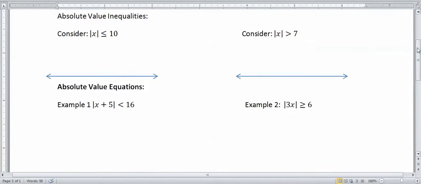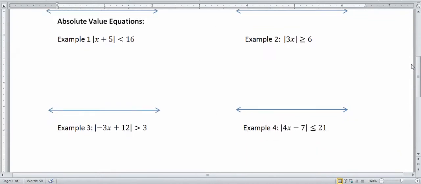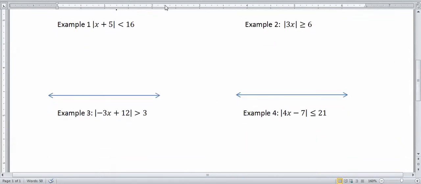Okay, so let's try some practice problems. Now, for example, I've got the absolute value of x plus 5 is less than 16. Okay, so just ignoring the fact that there's an x plus 5 in here at all, I know that this absolute value has to be at least 16 away from 0.